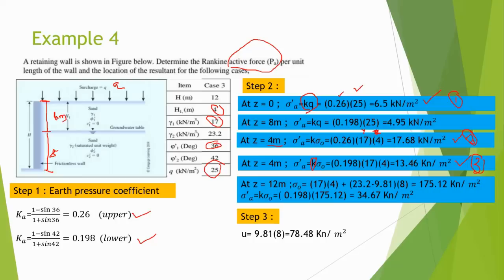This formula is the discharge formula for the second layer. Just now the upper layer was for sand, the upper layer. This 8 meter, going down to this 8 meter, is for the second layer, KQ. What is K? 0.198. Okay, times with the Q, 25. You can get 4.95. So, this part only considers the discharge.